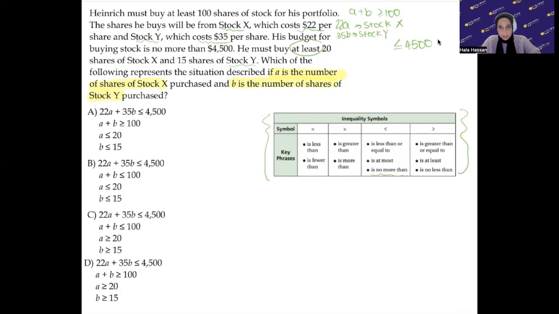Now I want you to think of this next one, the 4,500. Remember how we said that the amount that Heinrich can pay is no more than 4,500, so he has to pay anything less. Remember how these had to do with dollars? I wanted to pause the video here and try to come up with what we're going to place in this area over here. This is in dollars. What am I going to place over here?